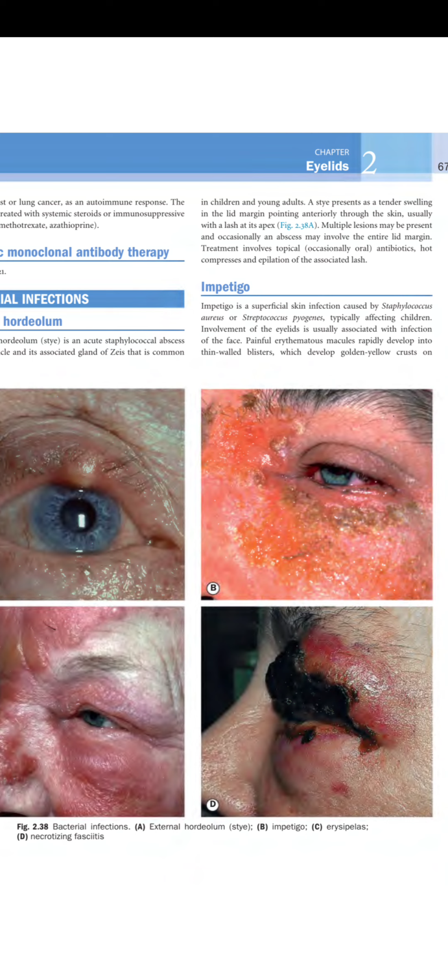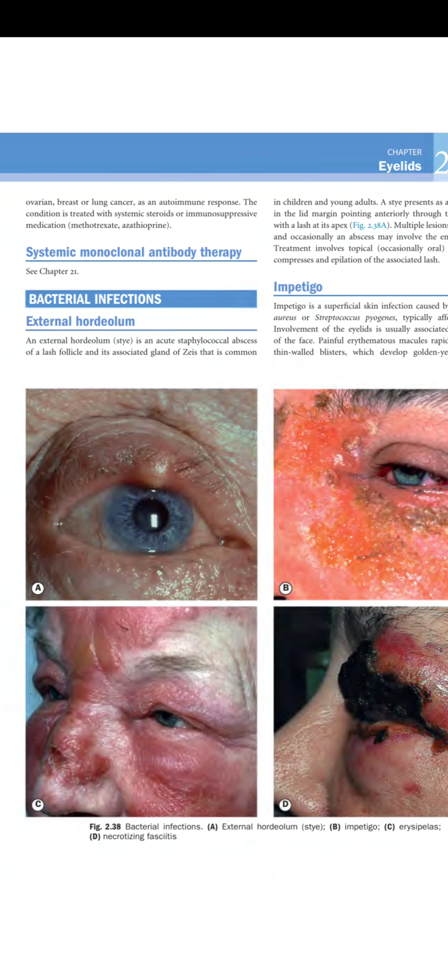Treatment involves topical, occasionally oral antibiotics, hot compresses, and epilation of the associated lash. So this is the case of the stye. You see that there is a nodule formation that is associated with the lash follicle.